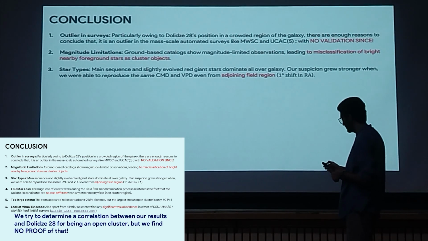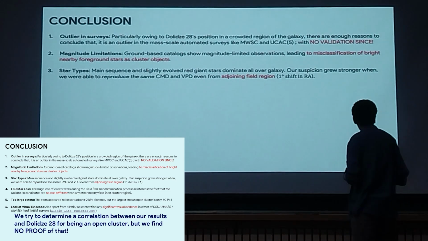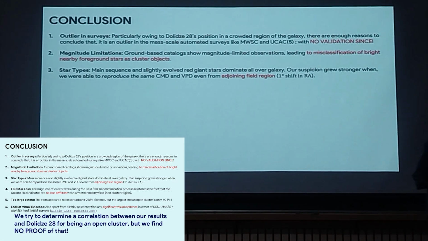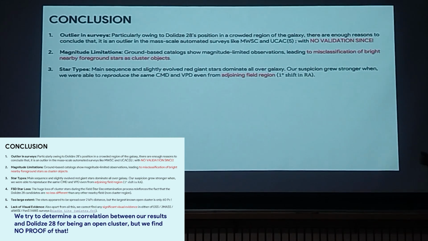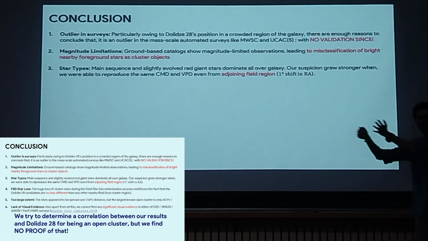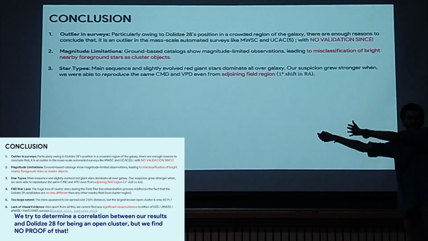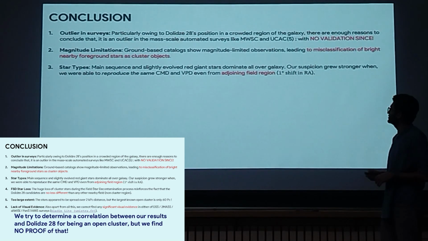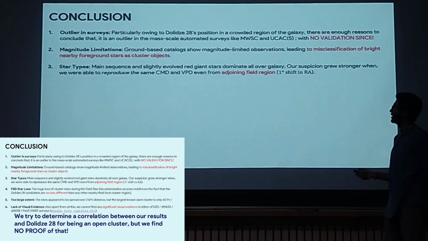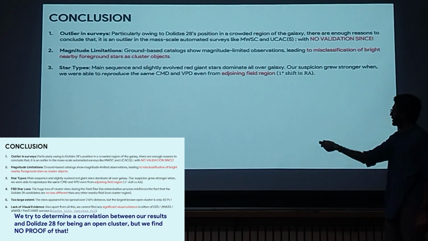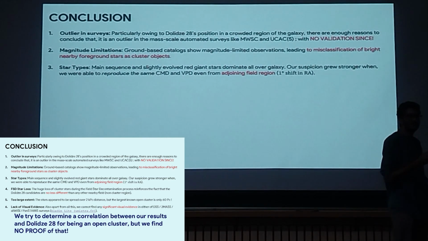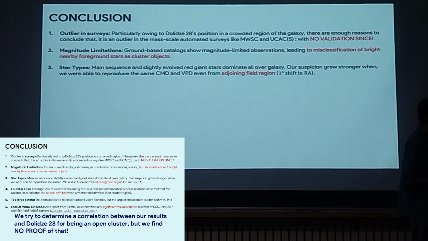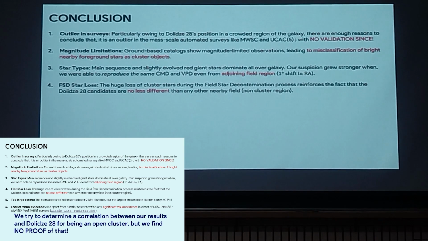And this is another shocking thing. I tried to do a little experiment. I took the data from a nearby field region, shifted 1 degree in array where there is no cluster. When I plotted those graphs, I was able to reproduce the same color magnitude and velocity point diagram as in my cluster case. So this is another evidence.